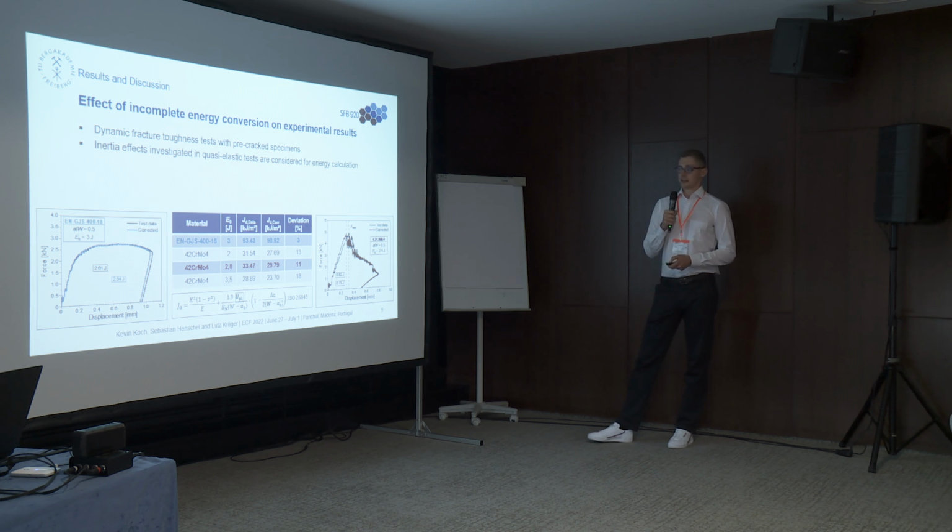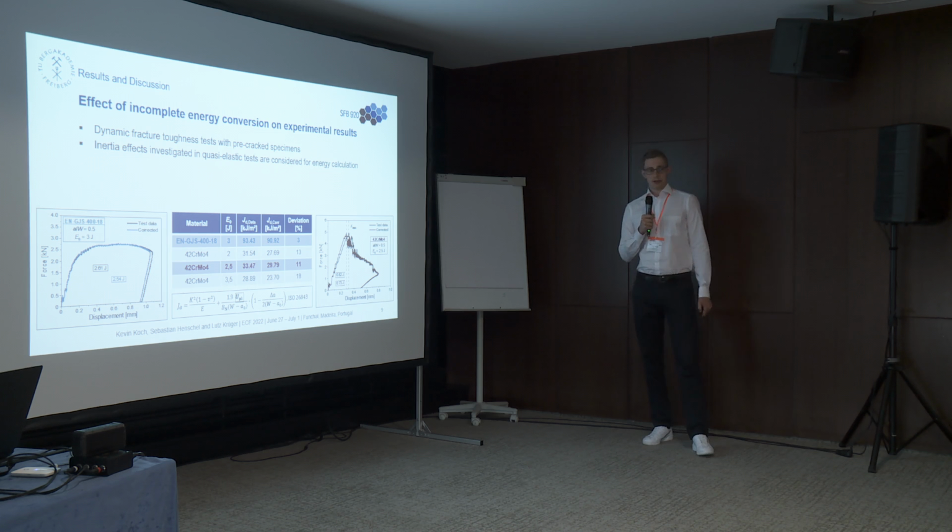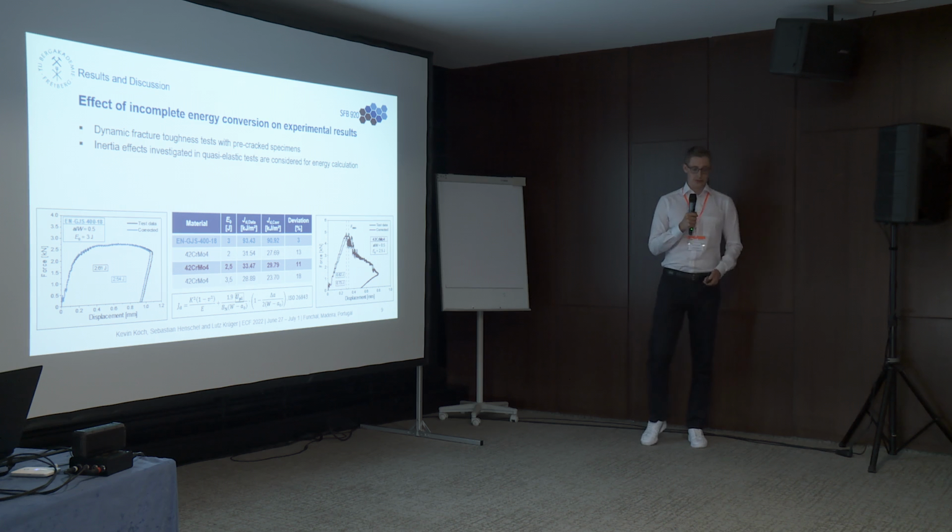The deviation is much more significant for the steel specimens, and also is affected by the impact energy, which is shown here. This means that due to the inertia effects that occur in the test, we overestimate our J values, which will then result in overestimated fracture toughness.